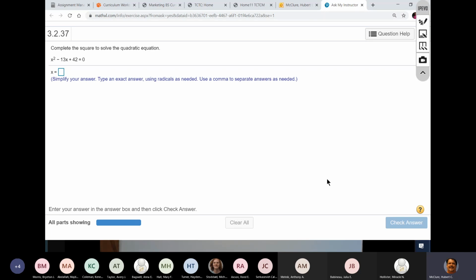I'm going to write it down on my page here, because this is a test question. X squared minus 13x plus blank is equal to negative 42 plus blank. I'm going to give y'all 3 minutes to get it started. Three minutes.